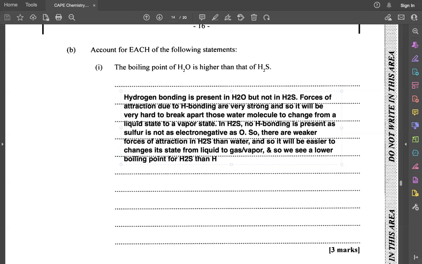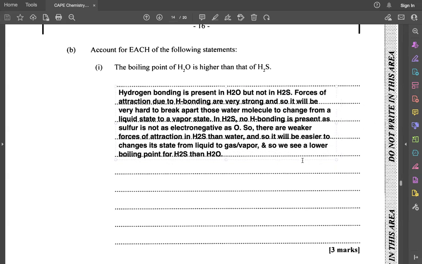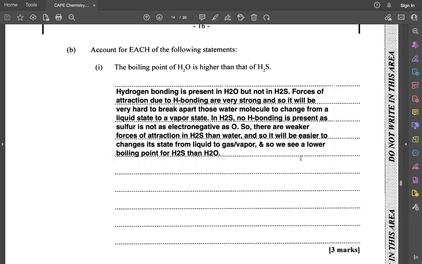than water. Okay, so it really just comes down to the fact that water has hydrogen bonding and H2S doesn't, and hydrogen bonding we know is like a master intermolecular force. And so because of that, the boiling point of water will end up being higher. So that's what we would put there for our 3 marks. And so let's clear that.